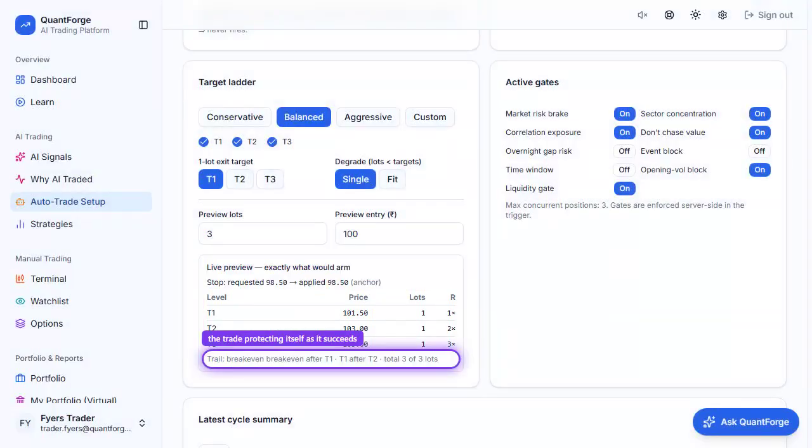At the bottom of the preview, a trail line: break-even after T1, T1 after T2. This is the trade protecting itself as it succeeds. Once the first target is hit, the stop is pulled up to break-even. From that moment the trade can no longer lose. After the second target, the stop climbs again to the first target, locking in that gain. The stop only ever moves in your favor. So a winner can turn into a loser only before the first target.